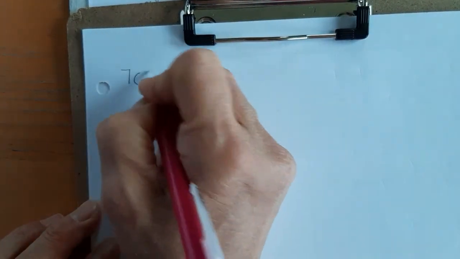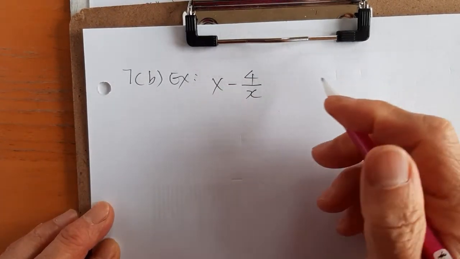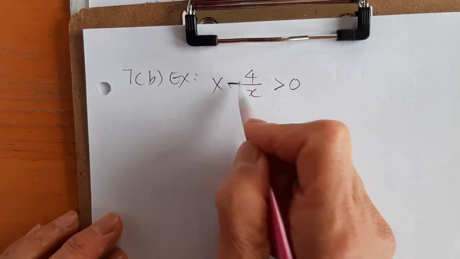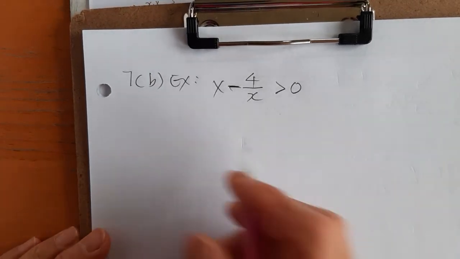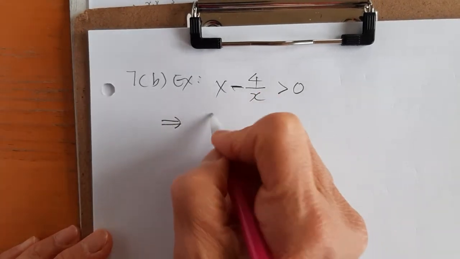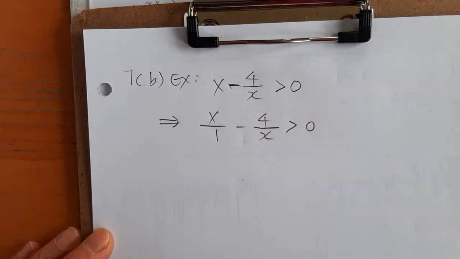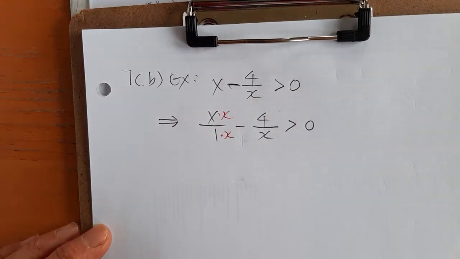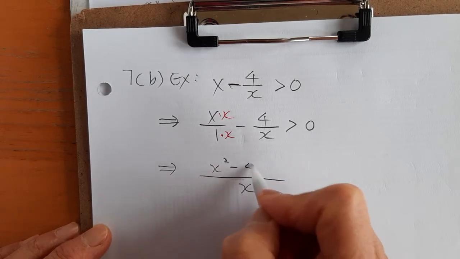Then next one, another example like this. Question 7b example. It's x minus 4 over x greater than 0. This time it is minus here. Solve for x. So this one also, x is x over 1, minus 4 over x greater than 0. Then find the LCD, which is x. So you times x on both sides. So you get the same denominator x, and the numerator is x squared minus 4 greater than 0.